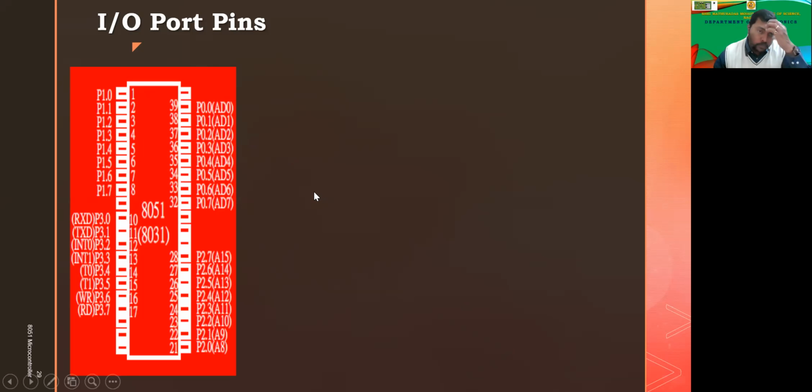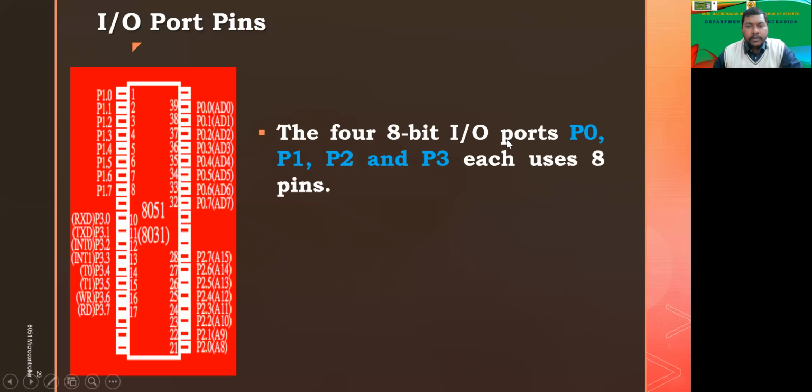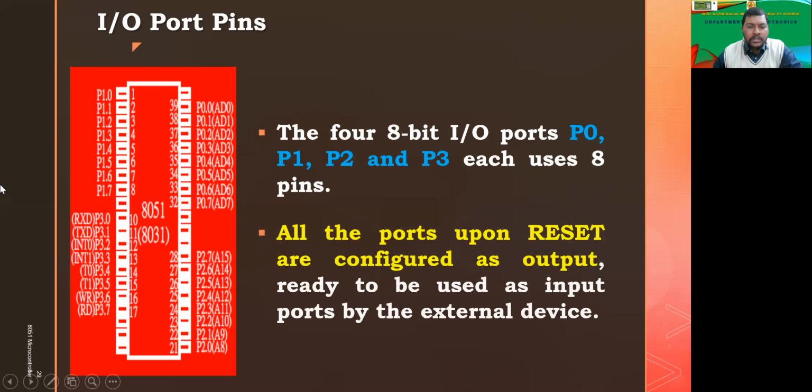So in all, we are having four ports in 8051 or 8031 microcontrollers, and the four 8-bit input output ports P0, P1, P2, and P3 each use 8 pins. Right now, all the ports upon a reset are configured as output, ready to be used as input ports by an external device. So these are used as output ports, meaning the data is to be fed out. As soon as we press the reset button, this output port can work as an input for the other devices which are connected across these outputs. So these are the input output ports. Then one by one we'll see all the ports.